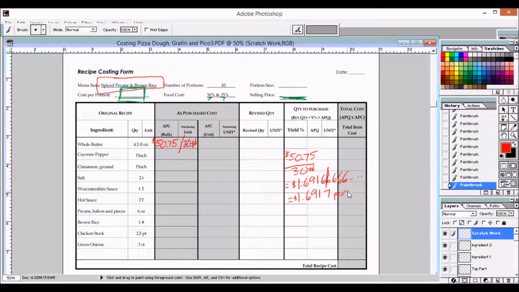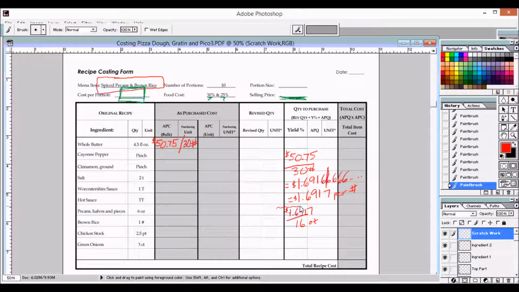And that's per pound. Now, since my ingredient is in fluid ounces, I'm going to take that down to ounces because that's a little bit closer to fluid ounces. So the next step is to take this $1.6917 and divide it by 16. Why 16? Because there are 16 ounces per pound.